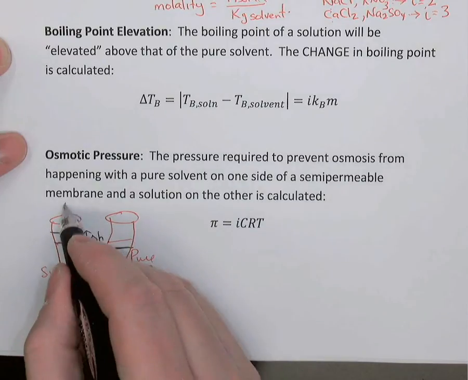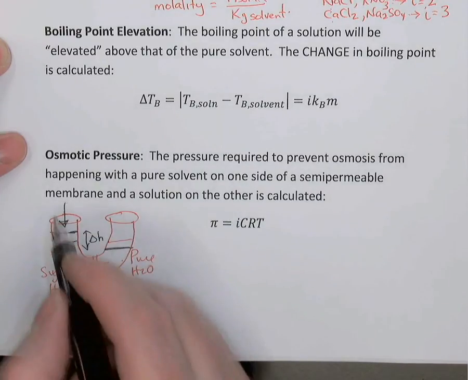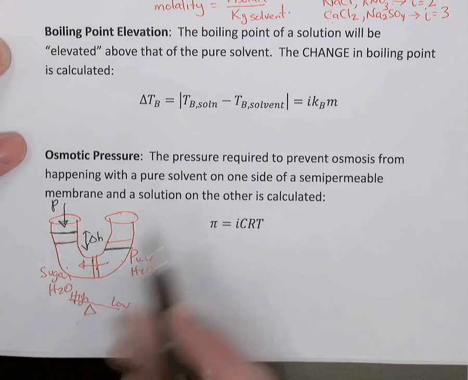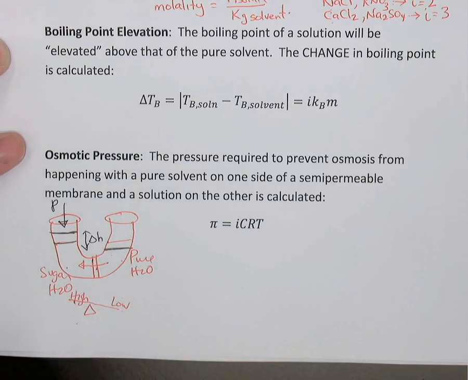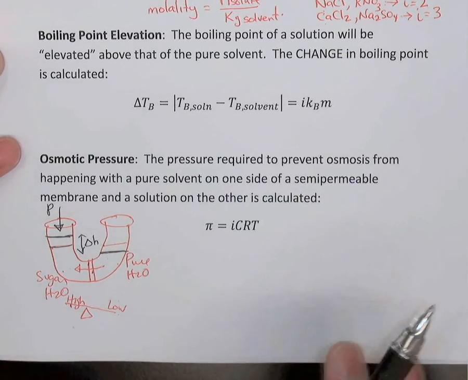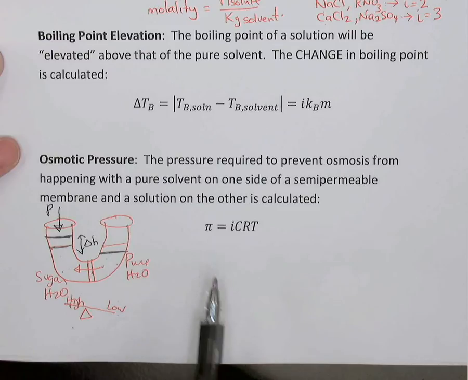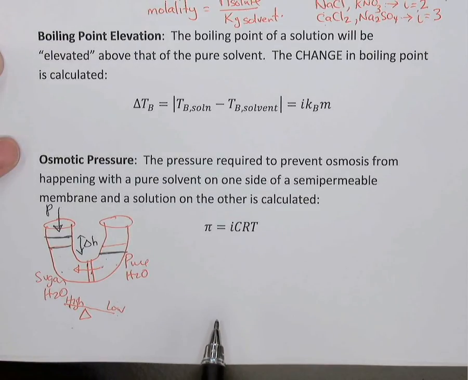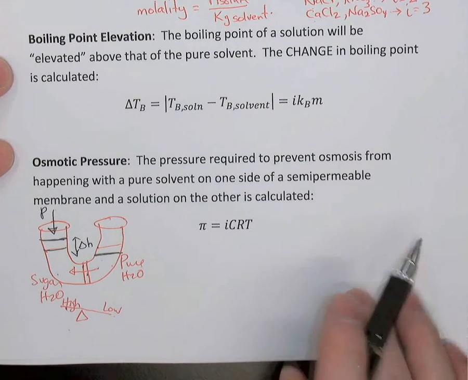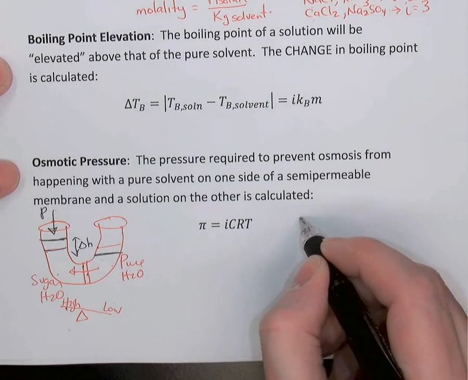Now, if you were to apply pressure like this and return this to the original system, or apply that pressure at the beginning to prevent the osmosis from even beginning, the pressure required to prevent the osmosis from happening in the first place is the osmotic pressure of the solution. Okay? The equation for osmotic pressure is simply based on the ideal gas law, surprisingly.